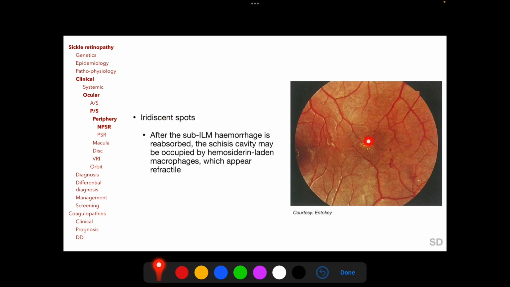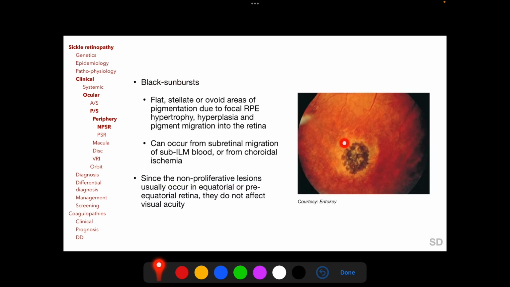Iridescent spots, as seen here in this clinical photograph, occur following reabsorption of the sub-ILM hemorrhage when the sub-ILM schisis cavity is occupied by hemosiderin-laden macrophages which appear refractile. Black sunbursts, as seen here in this clinical photograph, are flat, stellate or ovoid areas of pigmentation due to focal RPE hypertrophy, hyperplasia or pigment migration into the retina.